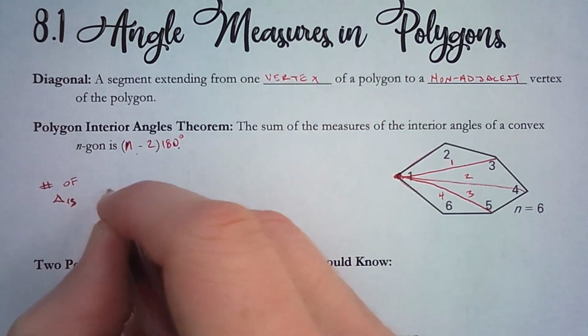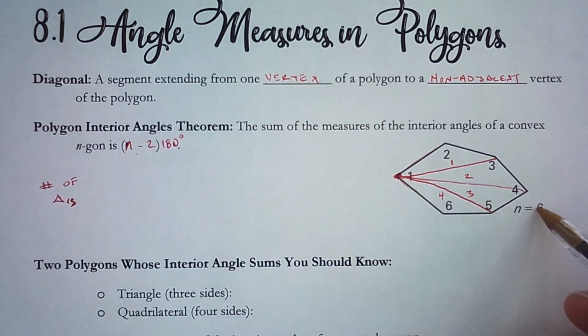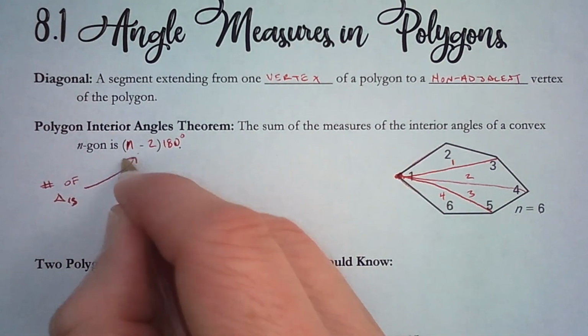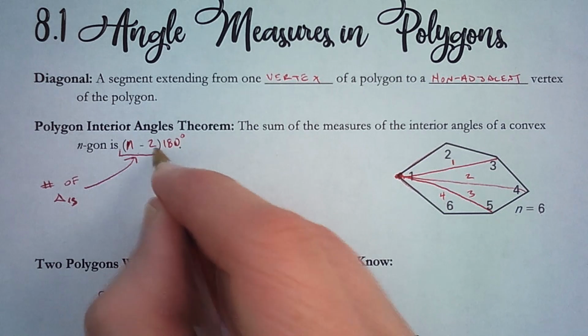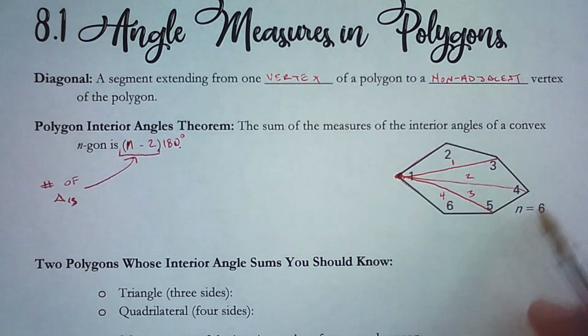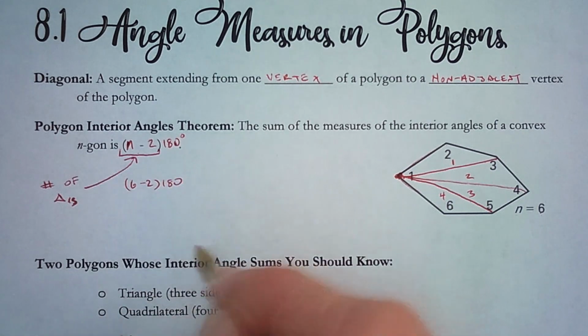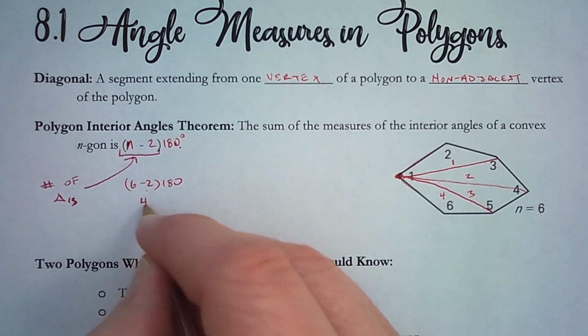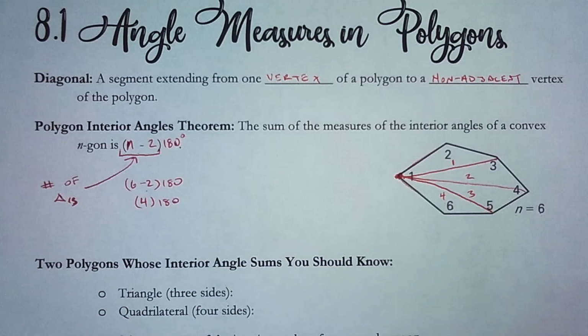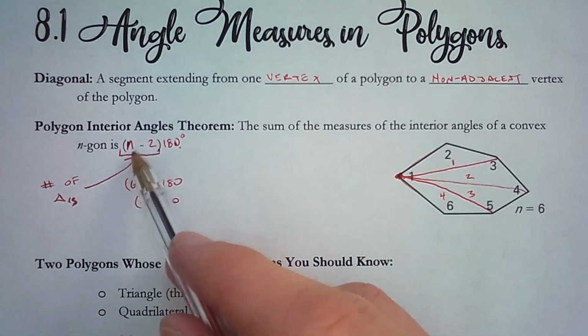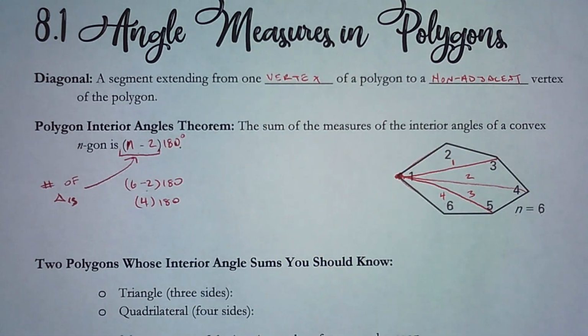Okay, so this polygon has 6 minus 2, or 4 triangles. So n minus 2 is the number of triangles. So for this polygon, that would be 6 minus 2 times 180. And 6 minus 2 is 4. Okay, 1, 2, 3, 4. 6 minus 2 gave me 4. I have 4 triangles inside of that polygon.